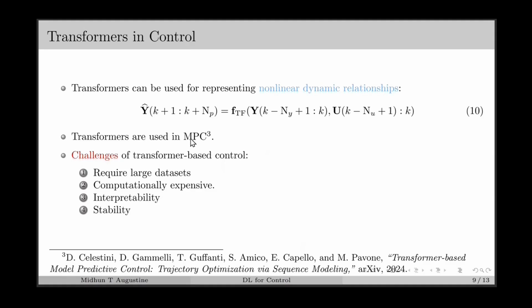Recently, a few approaches are proposed where the transformer models are used in MPC. And the challenges in transformer-based control algorithms are it requires a large data set and it is computationally expensive because the attention matrix will be very large if the number of samples is high. And also there are issues with interpretability because it's a data-driven or black box model. And we also need to ensure stability before using it for safety critical applications.